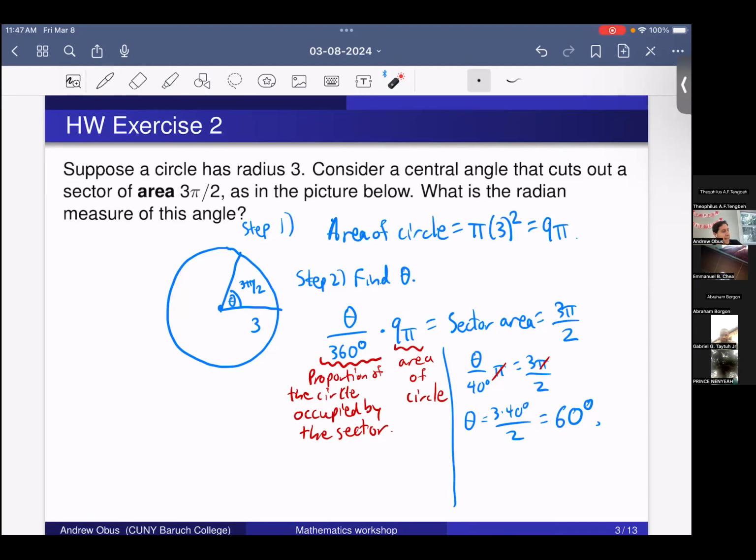So remember, the question asks for the radian measure of the angle. So instead of 60 degrees, we have to write this in radians. So in radians, what do we get? Pi over 3, right? Exactly. So in radians, we get 60 times pi over 180, and this simplifies to pi over 3. So this is the answer over here.